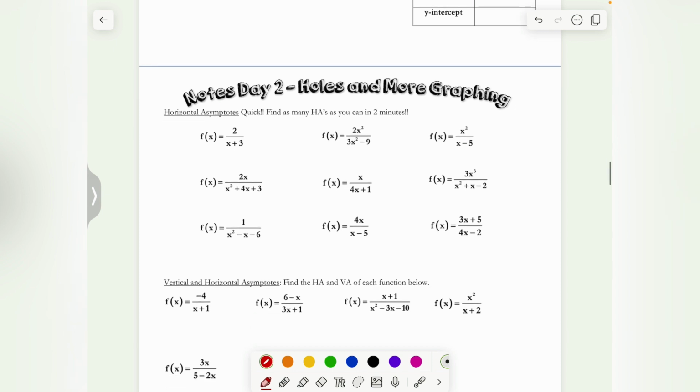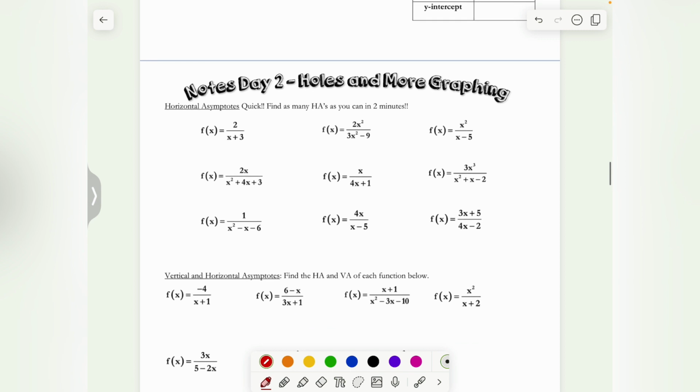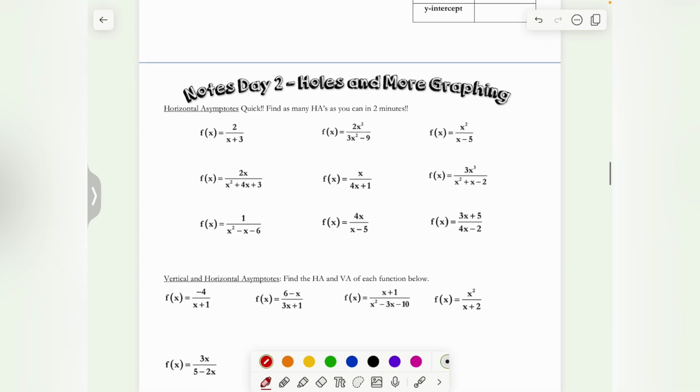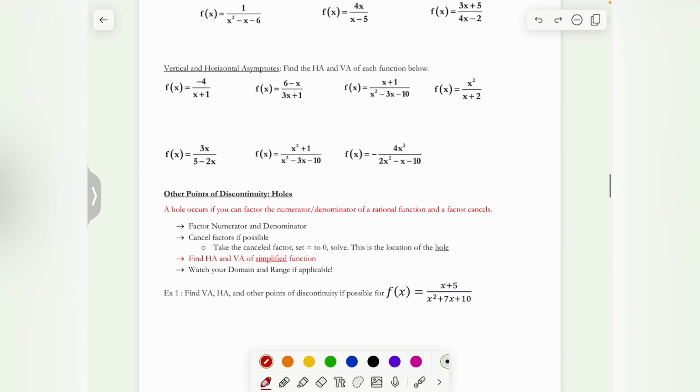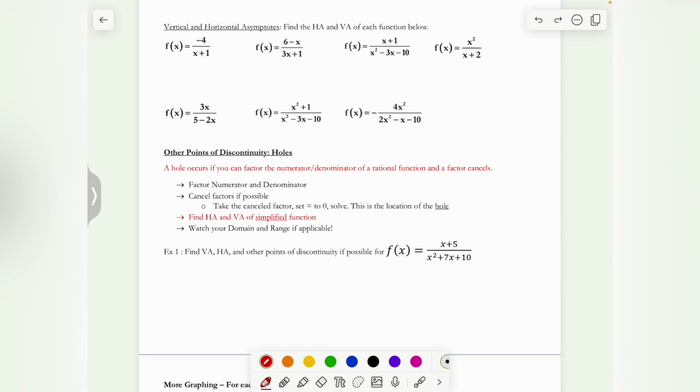The first page of these notes, we're going to pretty much skip for the video. I'll circle back and talk about it. It's actually kind of fun. It's like find as many horizontal asymptotes as you can in 2 minutes. And then same thing with horizontal and vertical asymptotes. You should end up getting pretty quick at finding these. But we're going to skip that for now. And I do go through how to actually find a point of discontinuity in this first example. But I think that it's more worth our time to just dive into a graph.